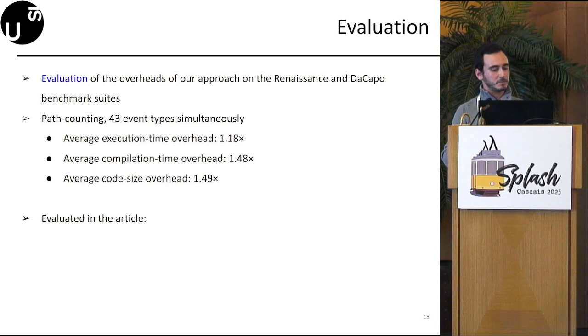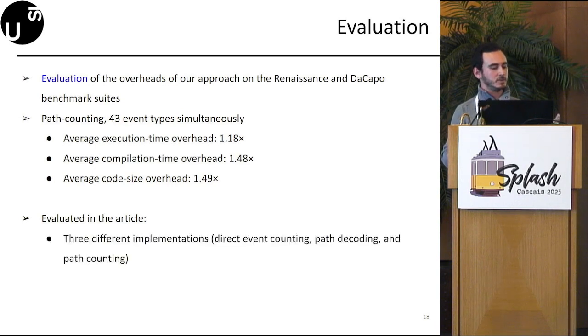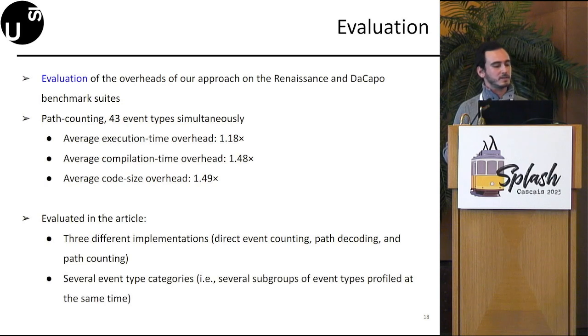In particular, you can find a comparison of the three different implementations we have previously described, namely direct event counting, path decoding, and path counting. Moreover, you can find a detailed evaluation that uses several event type categories. That is, we evaluate several subgroups of event types profiled at the same time.